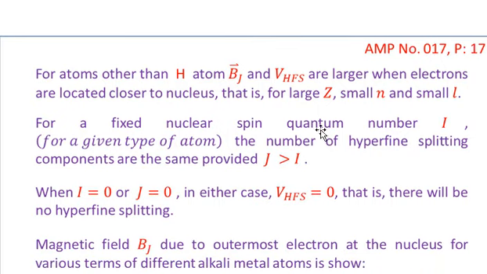For a fixed nuclear spin quantum number I, for a given type of atom, of course, the value of I will be fixed, which is the nuclear spin quantum number. The number of hyperfine splittings corresponding to the same I are the same provided J is greater than I. So if you have J greater than I, then of course the number of splittings will be the same.